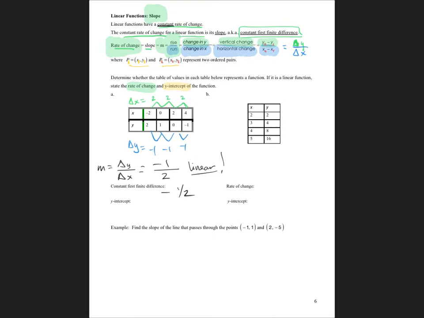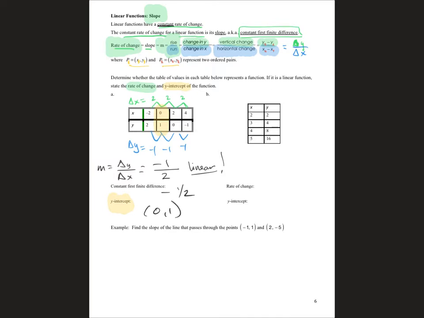Now, can I also look at that table of values and determine the y-intercept? Well, what do I know about the y-intercept? It is the point where the line crosses the y-axis. How do I identify that in the table? I look to see where x is 0. When I'm looking at x equals 0, I'm on my y-axis. So my y-intercept is the point (0, 1).